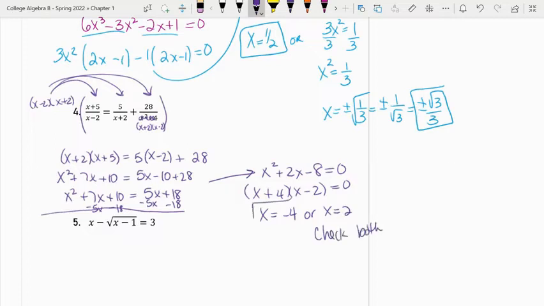And x equals negative 4 is an answer that can work. If I put positive 2 into the original equation, it would not work, so this doesn't work. So my only solution is x equals negative 4.